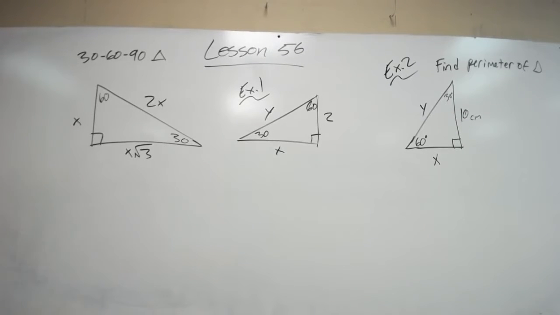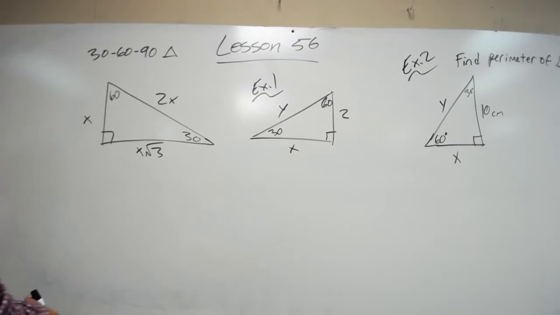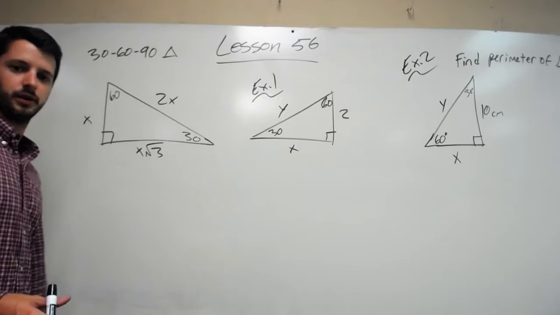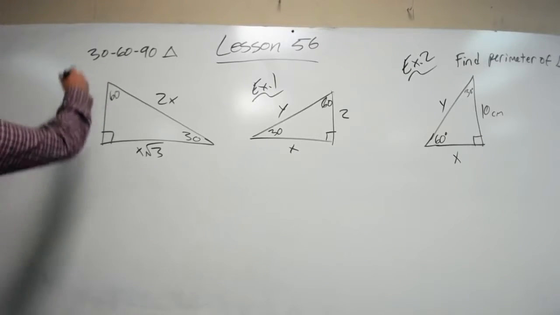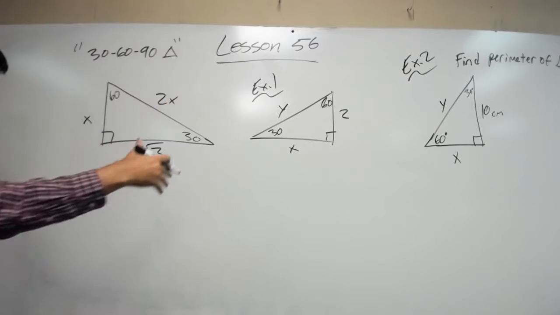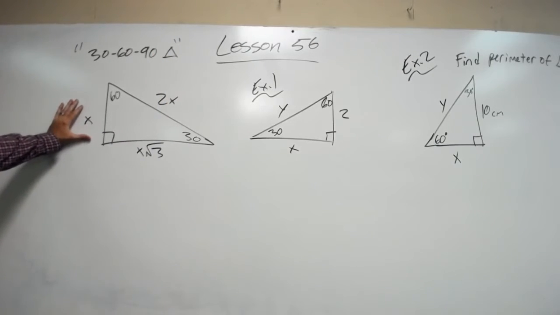In lesson 56, we're going to talk about 30, 60, 90 triangles. Similar to 45, 45, 90 triangles, where you had basically a formula that you could work with, 30, 60, 90 triangles have the same type of concept. You have a formula you can work with.